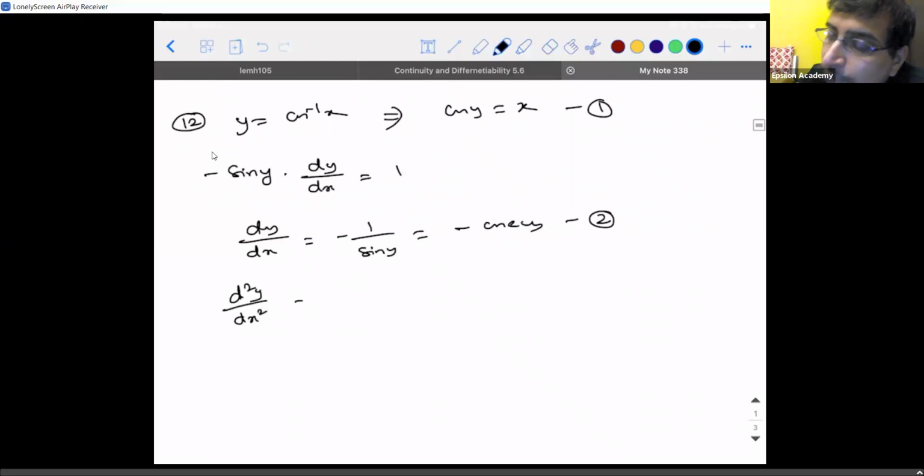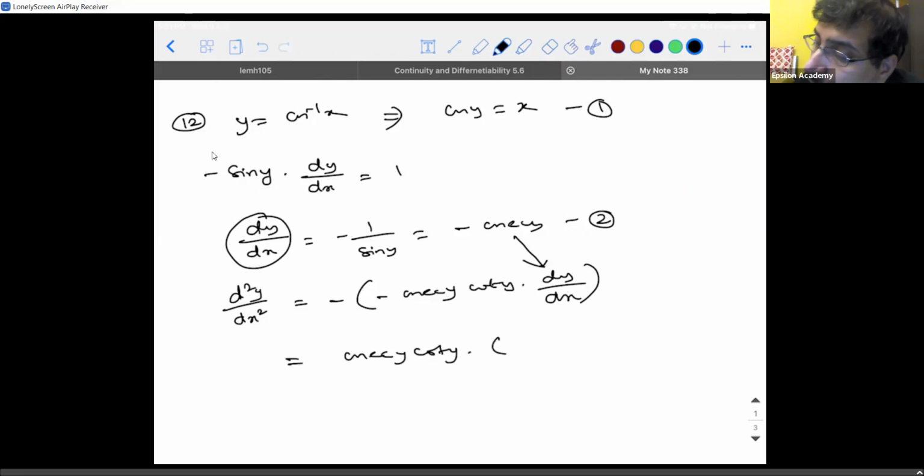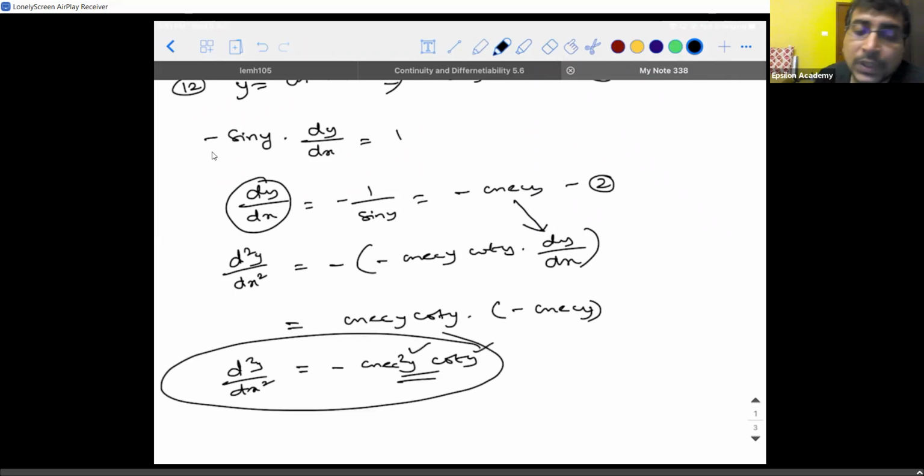So what will d square y by dx square be equal to? Minus of the derivative of cosecant y, which is minus cosecant y cot y into dy by dx. Correct? Substitute the dy by dx here, then you will get cosecant y cot y into minus cosecant y. So what will be the final answer, guys? Minus cosecant square y cot y. Now you have d square y by dx square completely in terms of y. So that will be the required answer.